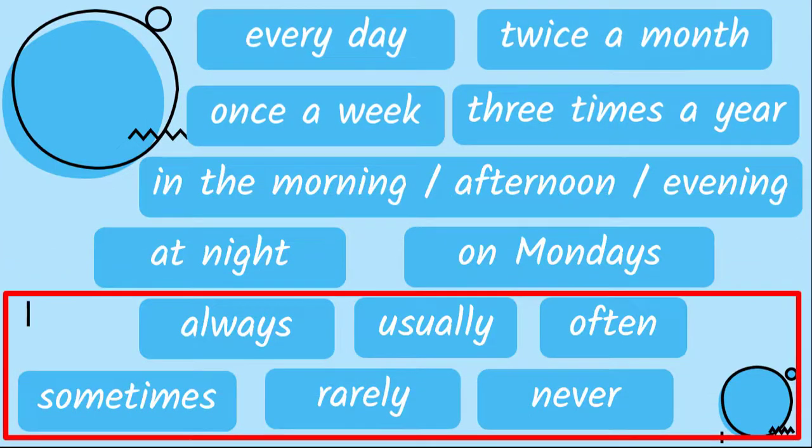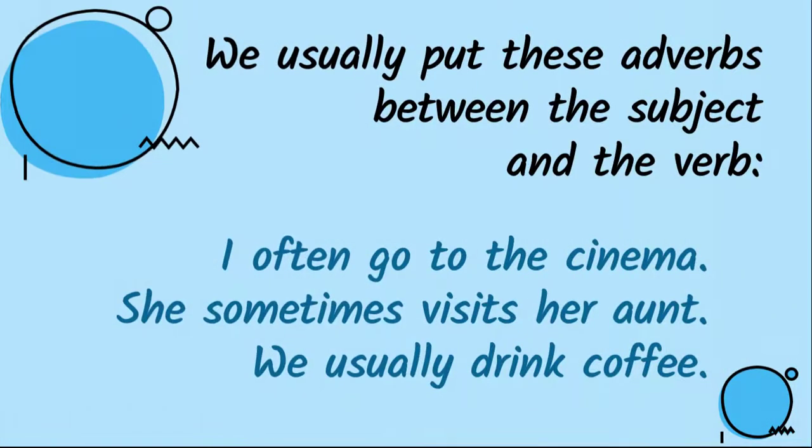We can also use frequency adverbs like always, usually, often, sometimes, rarely, or never. We usually put these adverbs between the subject and the verb. I often go to the cinema. She sometimes visits her aunt. We usually drink coffee.